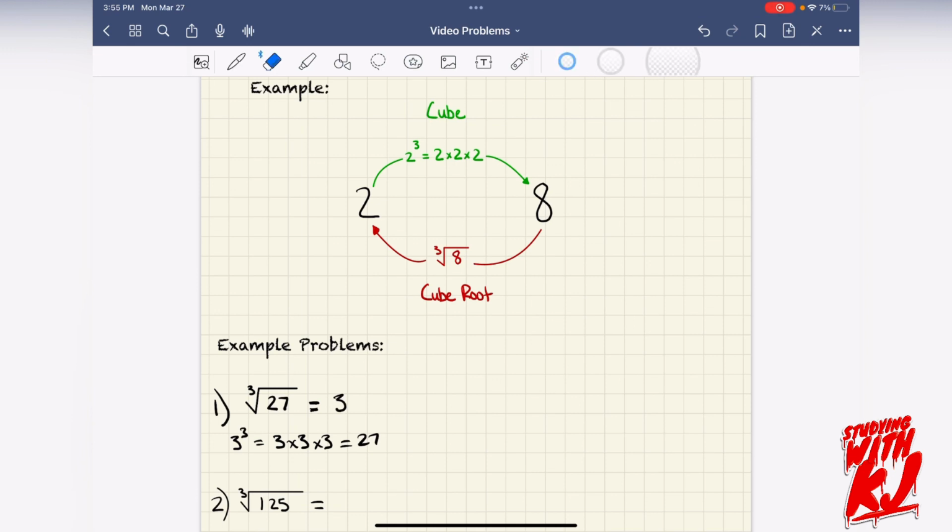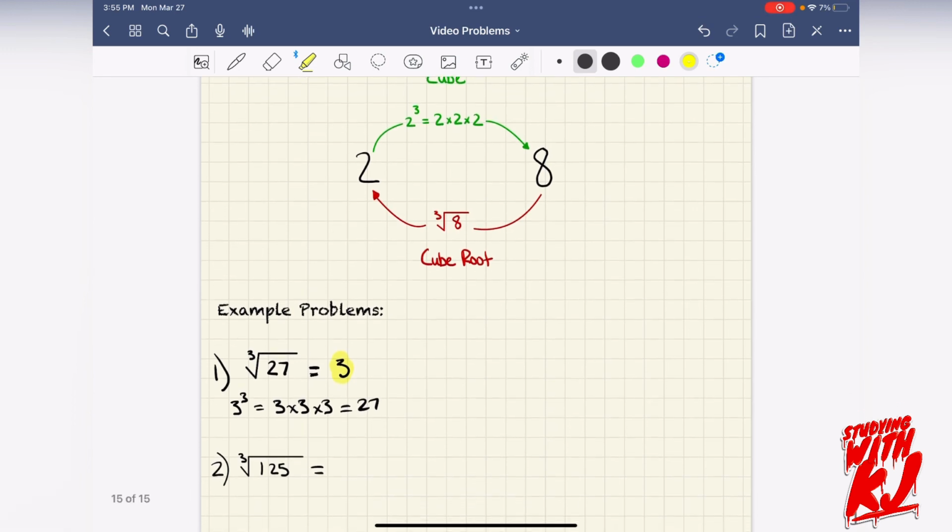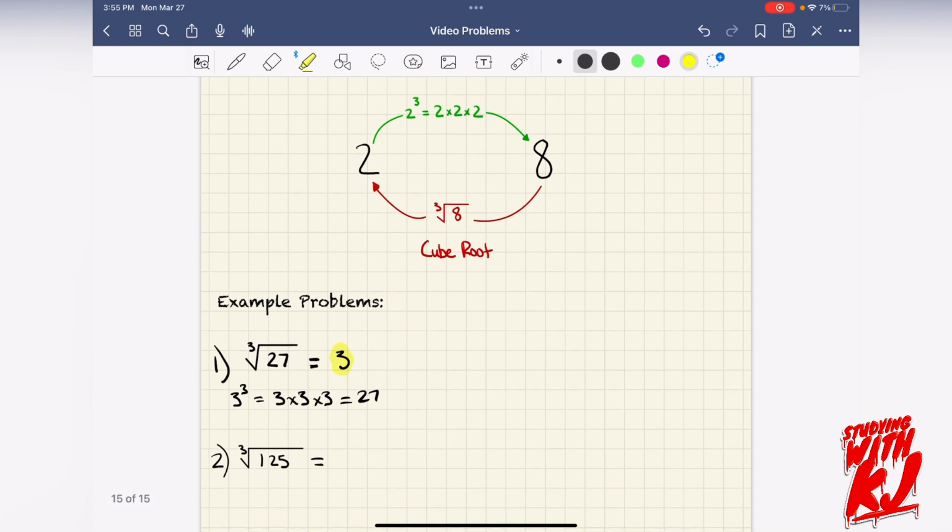Let's write that a little more clear. So that's the answer for example problem 1. Now let's go on to our example problem 2.